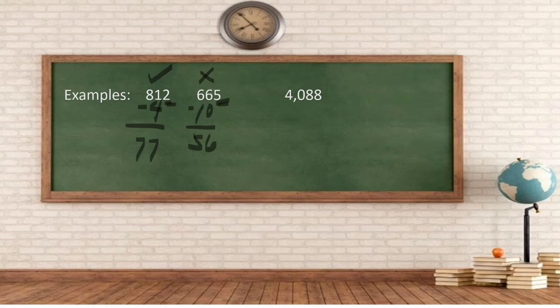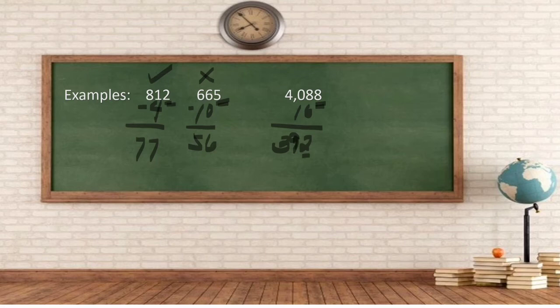Okay, 4088. Let us double the last digit, 8. 8 plus 8 is equal to 16. 408 minus 16. So this is 392. Double the last digit again.